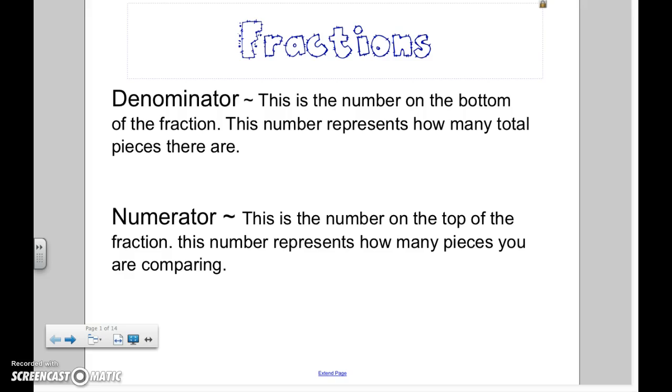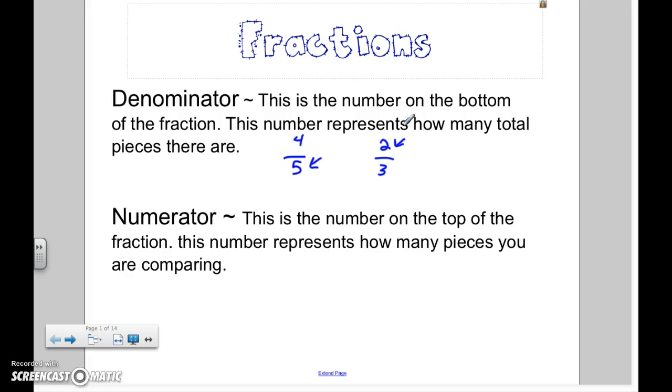Okay. Where it says denominator, you're going to write this definition for denominator. This is the number on the bottom of the fraction. This number represents how many total pieces there are. So if I'm going to write a fraction of 4/5, this is my denominator. So you come up with your own example. And then for my non-example, I could say 2/3, and then I can have an arrow pointing or circle this one because 2/3 is going to be a numerator, not a denominator.